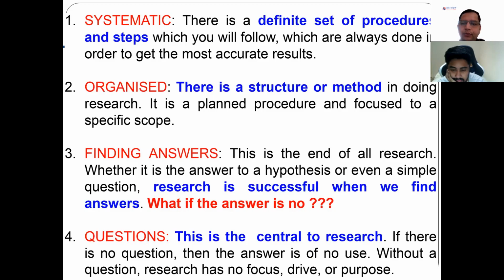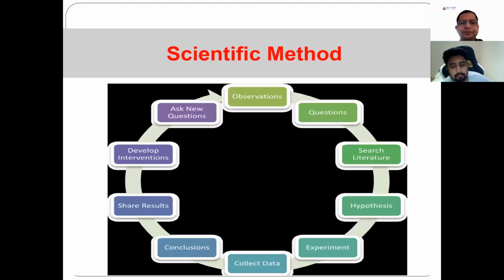So again, we need to define or identify a problem, and we need to search the solution of the problem. The moment we got the answer, you have achieved something, discovered something. Now, it also involves the question. This is central to research. Without question, research has no focus, no drive, no purpose. I mean, you need to identify a problem. The moment you have identified the problem, then you need to find how to solve it. So this is how you link to the questions.